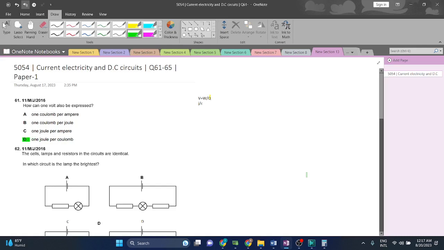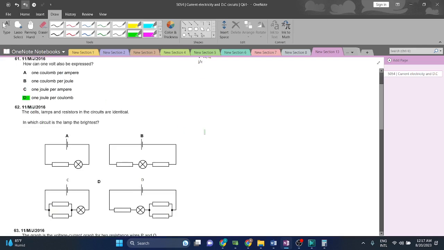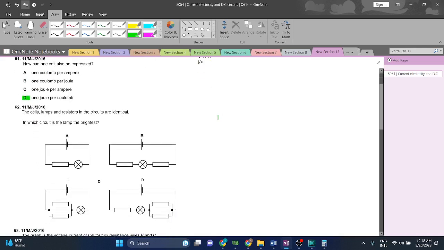We can also use the formula V equals IR. V will be the voltage, I will be the current, and R will be the resistance. But since we don't see a similar option of that expression, we will resort to the second option, which is V equals work done divided by charge.